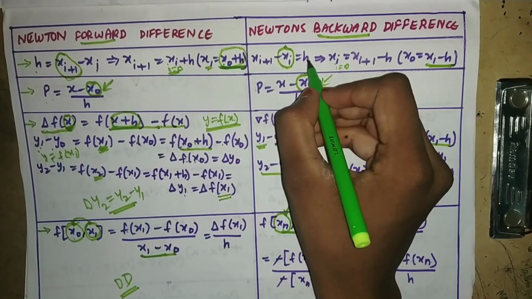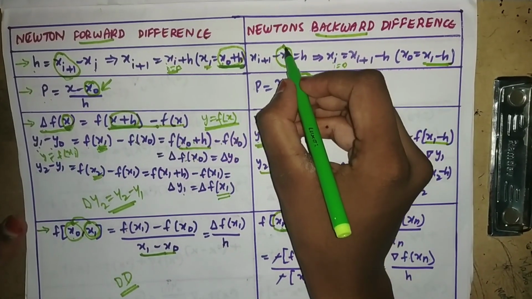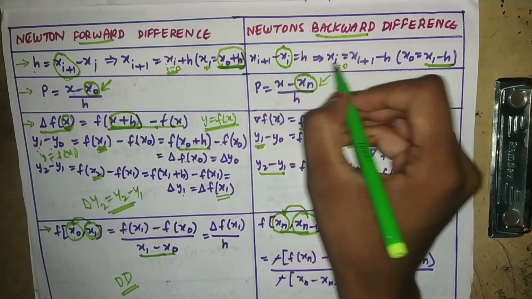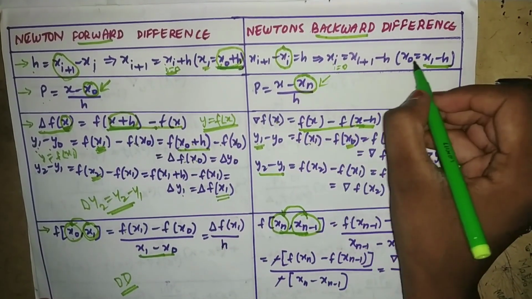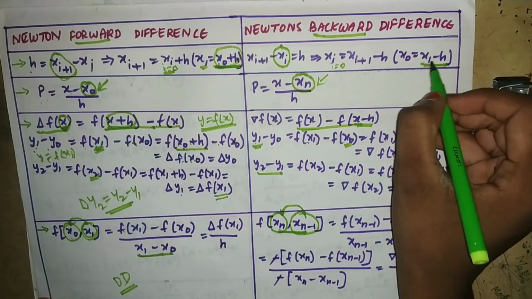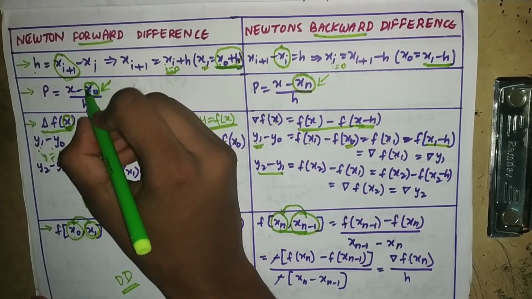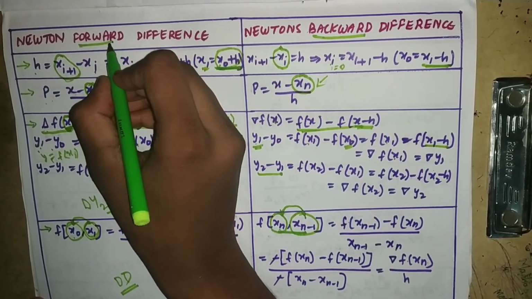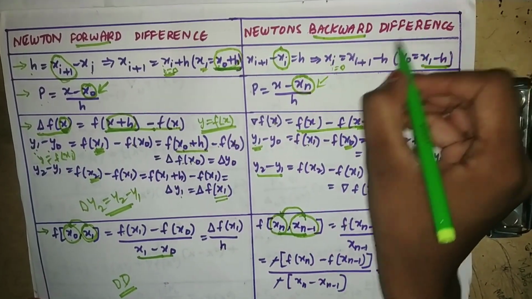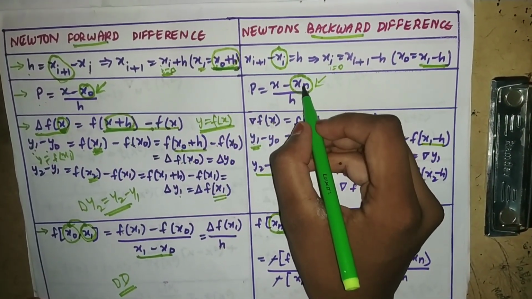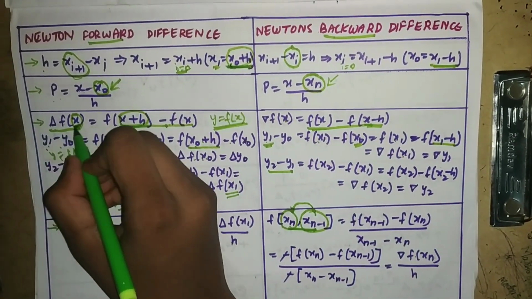Similarly, for backward difference, h is equal to xi plus 1 minus xi. That means if you take xi as the subject, xi is equal to xi plus 1 minus h. If you substitute i equals 0, then x0 is equal to x1 minus h. Similarly, p is equal to x minus x0 by h. Here we are taking x0 because in Newton's forward difference we are concentrating only on the first terms, whereas in Newton's backward difference we will concentrate on the nth terms. That means p is equal to x minus xn by h.